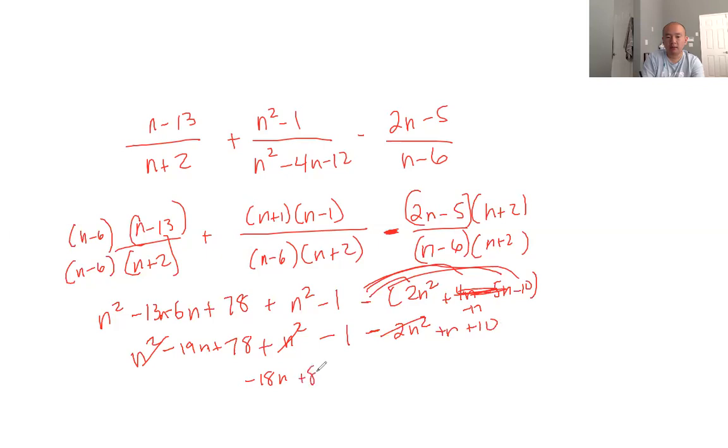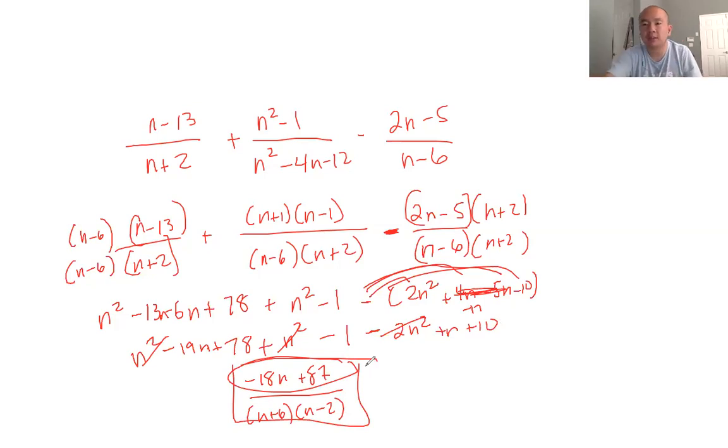Yeah. All over, and then n plus 6 and n minus 2. Since you can't factor this out, this is your final answer. All right? I hope this helps. Again, let me know if you have more questions and we'll go from there.